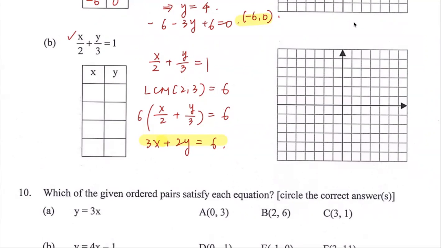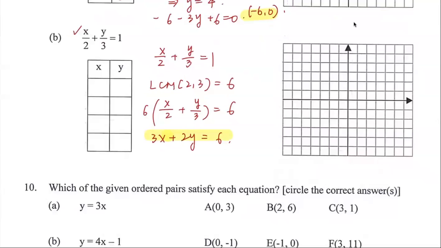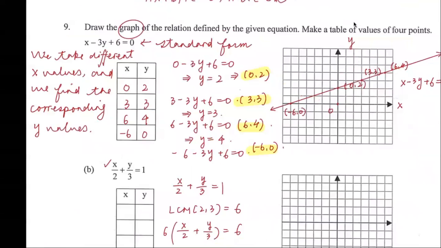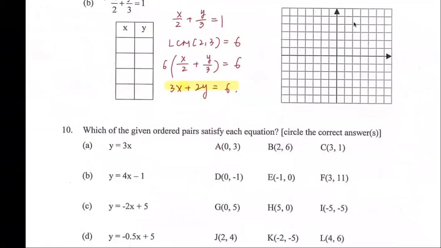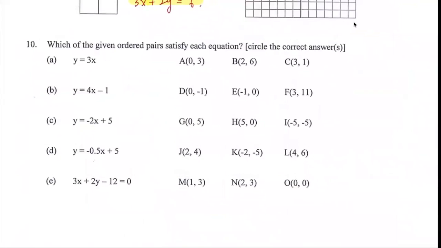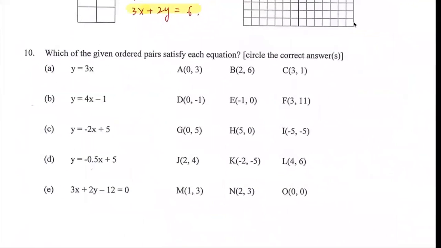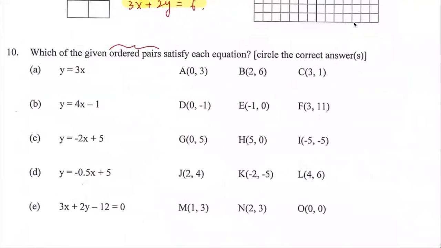So that would be question number 9. I'm not going to solve this for you because you can use the same method here. Okay, the steps are exactly the same. Okay, so that's question number 9. Question number 10, which of the given ordered pairs, when you see ordered pairs, this is just a fancy name of points, okay? Ordered pairs are just points, okay? So you can translate this to which of the given points satisfy each equation. Circle the correct answer or answers, okay?